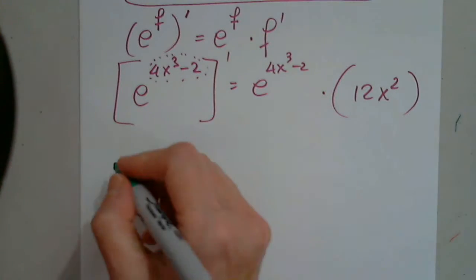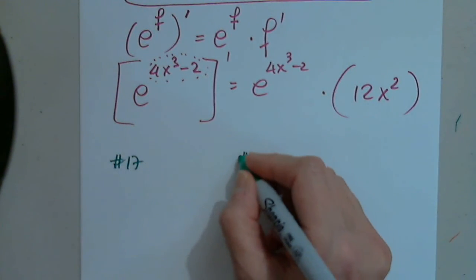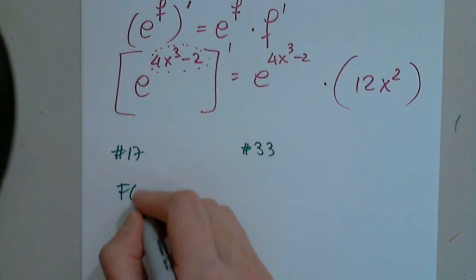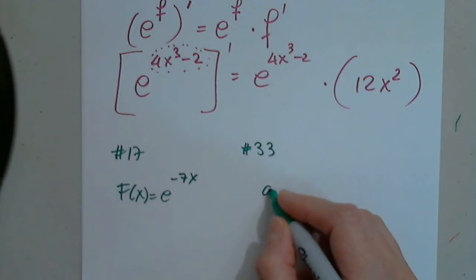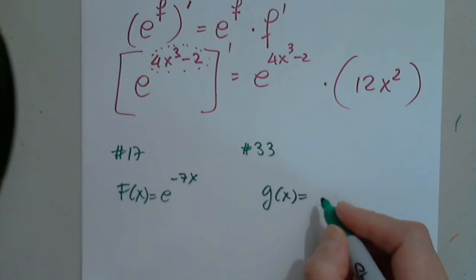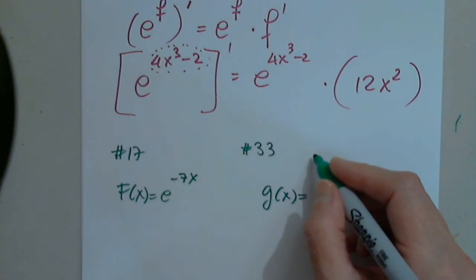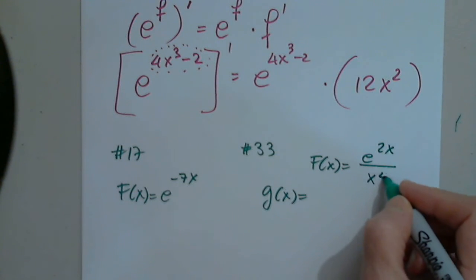17. Okay, we are choosing 17, and then I would like to choose 33. So 17: f of x equals e to negative 7x. I'm going to copy 33 as well. So this is f of x, e to 2x over x to the fourth. Perfect.